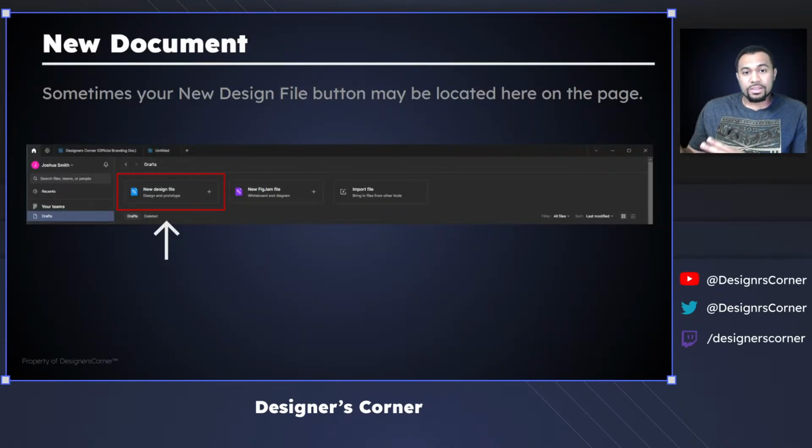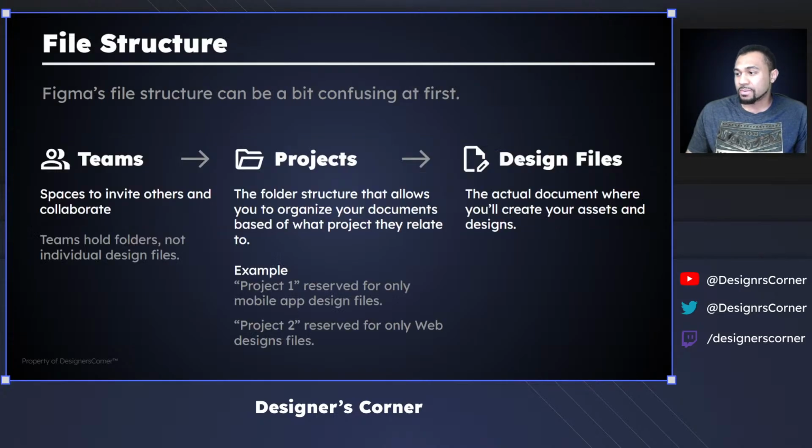And if you don't see the documents up in the top right corner, then sometimes they're located in the page here. And if you look in this section, near the drafts in the left-hand pane, you might find it over there for design file, Fig Jam, etc. So click either of those buttons, any of those three, or wherever it might be located, and that's how you can create a new document.